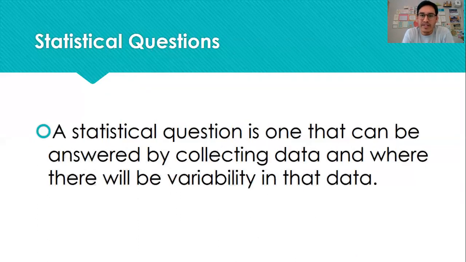So let's talk about statistical questions and how they differ from non-statistical questions. A statistical question is one that can be answered by collecting data where there's going to be variability in that data. So the things that we're recording are not going to be the same number over and over and over again, but we expect to record different numbers, or we expect to record different responses. 2020 is an election year, so there's going to be a lot of polls happening in the next few months. And we don't expect every single person to say they're going to vote for the same candidate. We expect different responses depending on the people that we poll.